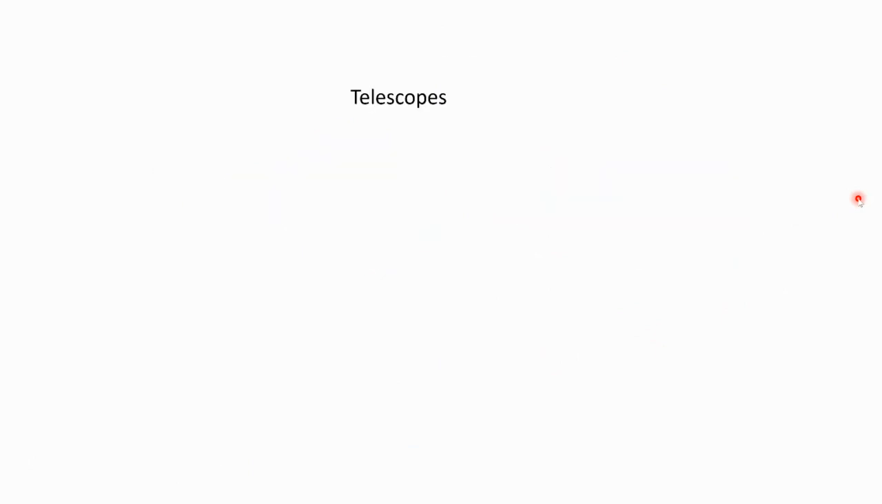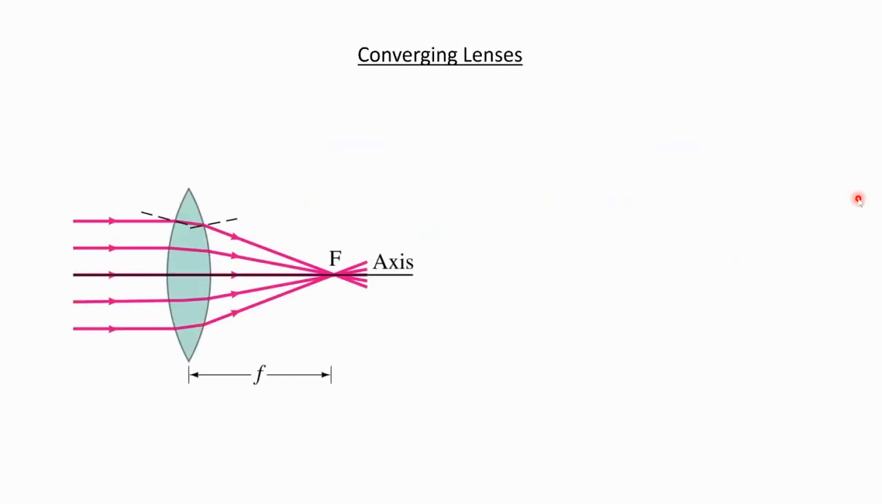All right, let's talk about telescopes and other optical instruments. We use telescopes to look at things that are really, really far away, of course. But before talking about that, let me remind you of something about converging lenses. This is the picture that you always see for a converging lens: light rays come in parallel to the axis, and they get focused on the focal point.